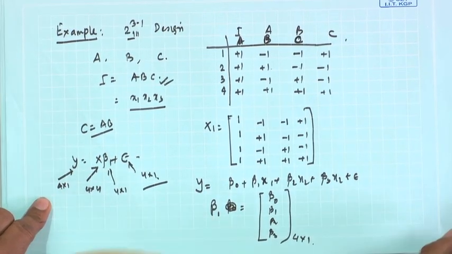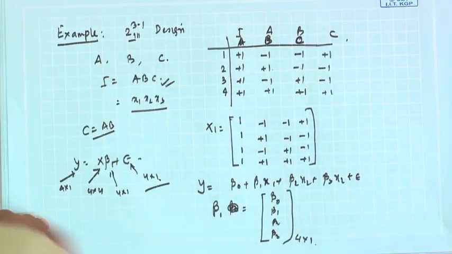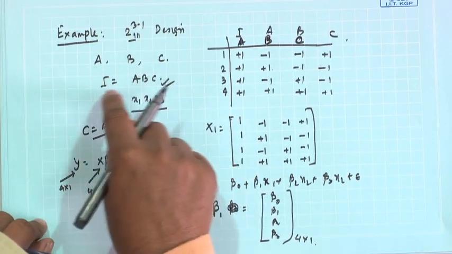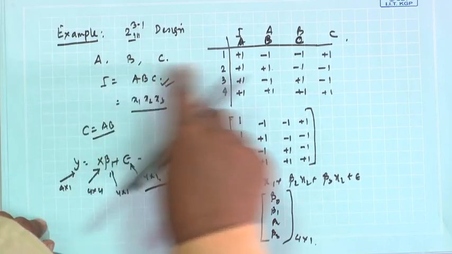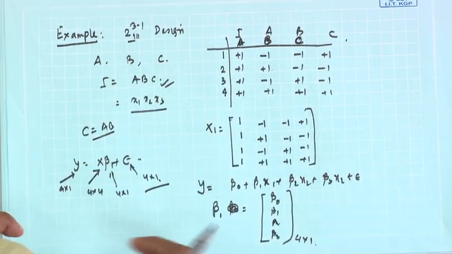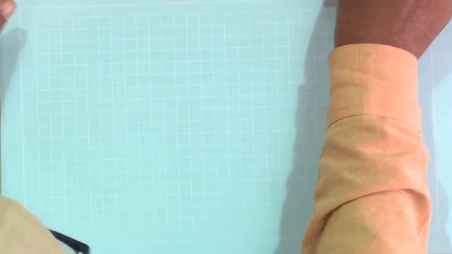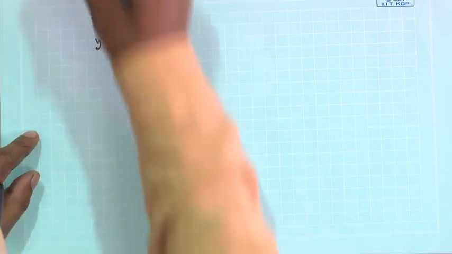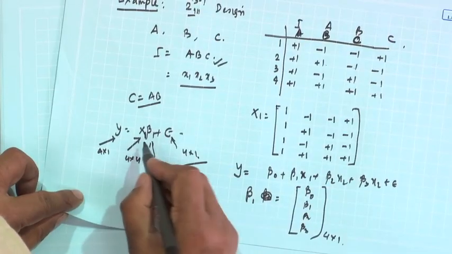Okay. Then what have you not considered? You have not considered the second order interactions. The third order interaction is already confounded with the average. So, the remaining part, all the second order interactions, is not considered here. So, that means if I consider that my true model is y equal to X1 beta 1, this is X1, sorry, this one is X1.